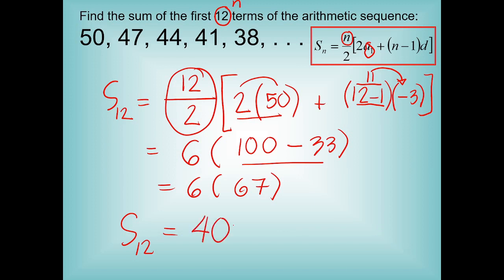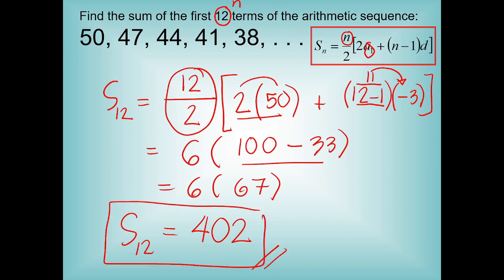402. This will be the answer to the problem. The sum of the first 12 terms is 402. Let's have another problem.